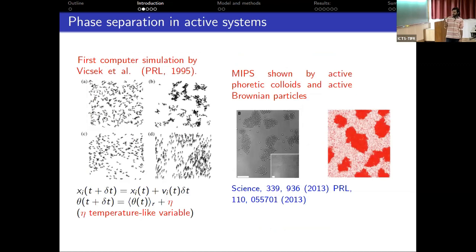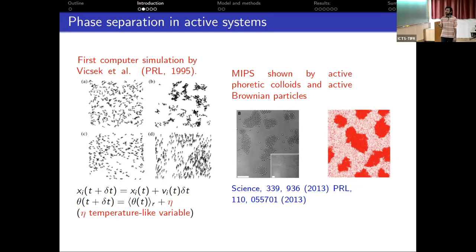In this context, the first computer simulation was done by Vicsek, where they showed that if you start with a homogeneous density of particles, depending upon the number density of the particles and the strength of noise in the system, you can go through an order to disorder transition.